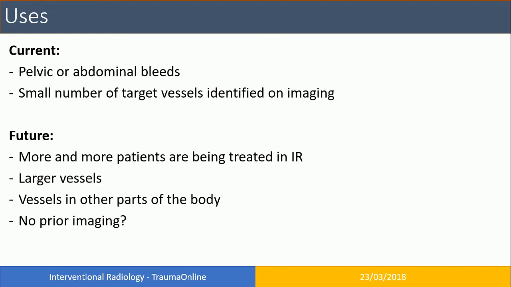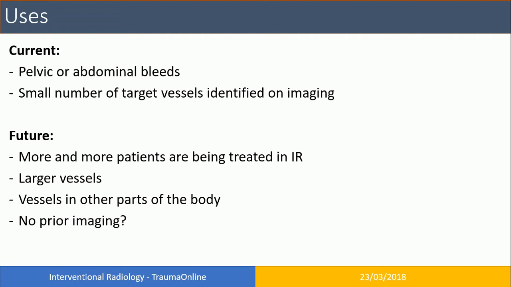So currently, this is being used predominantly for pelvic or abdominal bleeds, with a small number of target vessels which have been identified on a CT scan. But over time, more and more of these patients are being treated by interventional radiology, which means that there may be a move towards trying to target larger vessels and finding other ways of preventing the bleeding and placing stents and things like that, or moving to preventing bleeding in vessels in other parts of the body, so potentially things like the thorax or the upper or lower limbs.